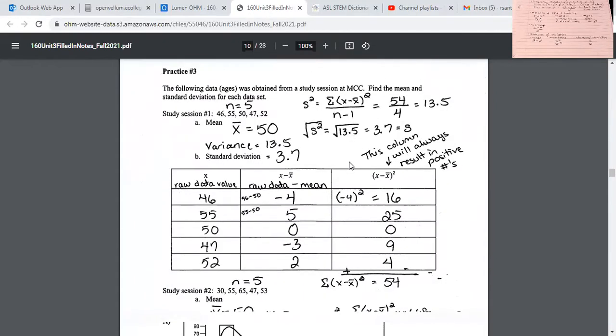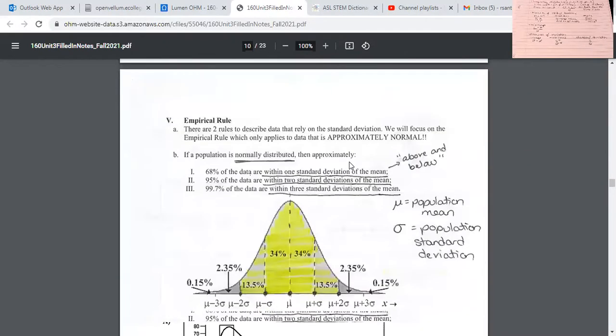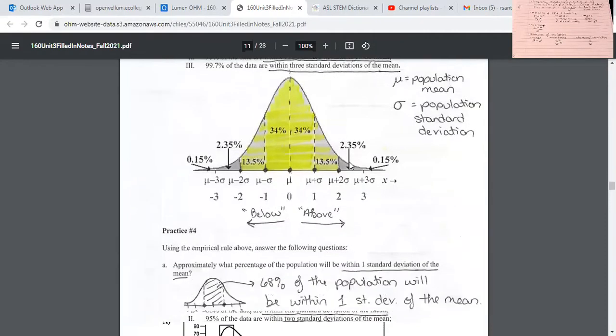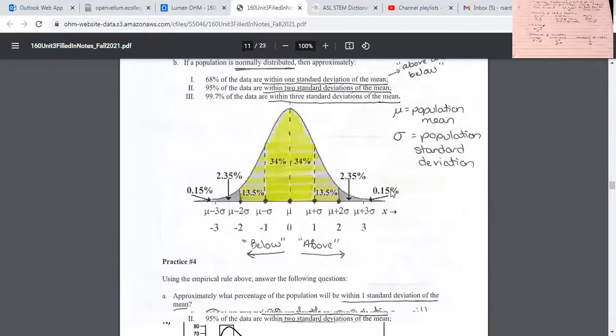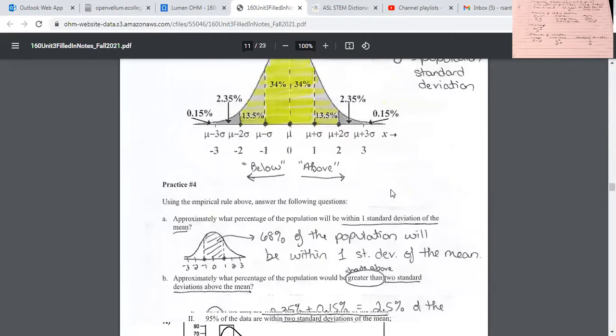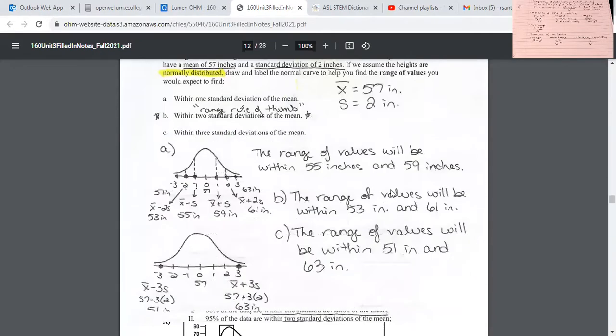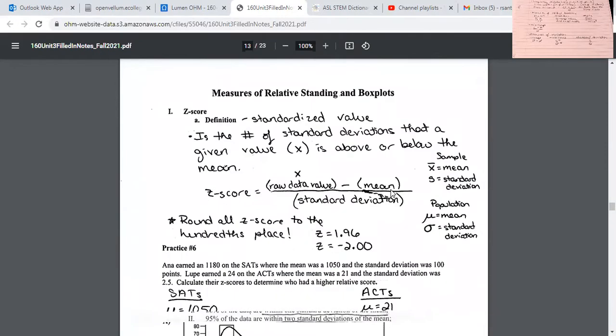Good, I'm trying to see what else. This is how we did it by hand. Empirical rule. I don't think you really need to draw the empirical rule. You'll have that. All right, Z-score. We definitely need the Z-score formula. So here we're in measures of relative standing and box plots.